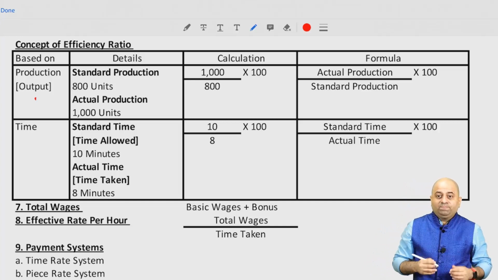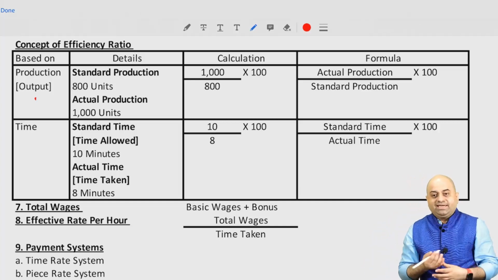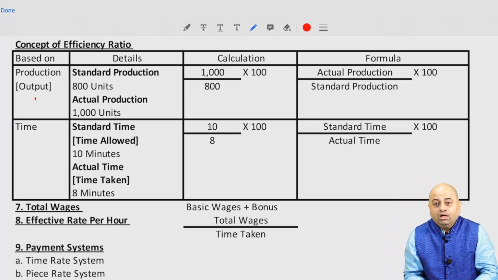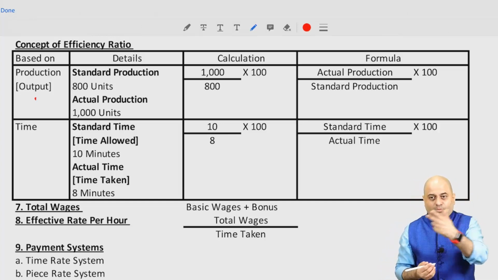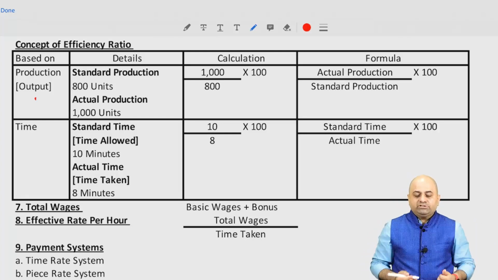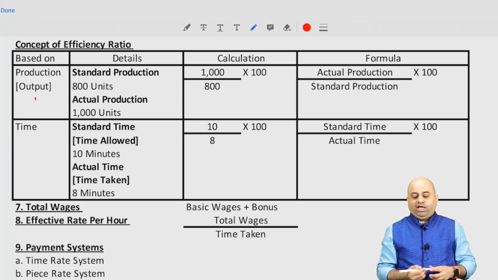So now, how to get that more than 100? Only if I do 10 upon 8 into 100, I can get the efficiency ratio as more than 100. 10 was standard time, 8 was actual time, so standard time upon actual time into 100. And you might feel confused right away that, how is this possible? In first formula he did actual upon standard, now he is doing standard upon actual.